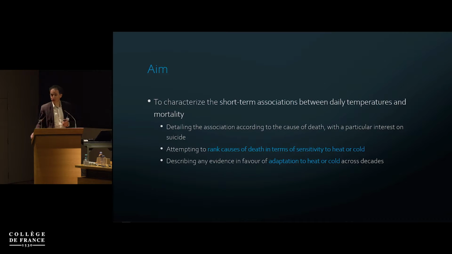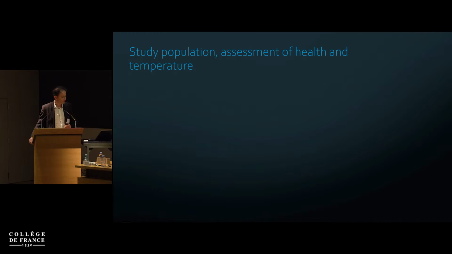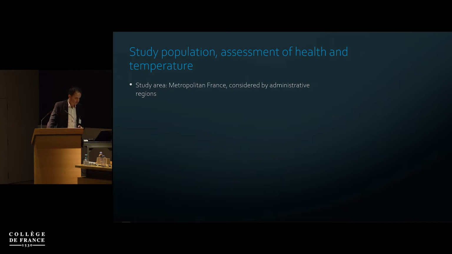So as I just mentioned, we studied the French population, relying on the National Register on the Medical Causes of Death, which is a very precious resource that allowed to have data for the whole France. We focused on metropolitan France, considered by administrative region, and used all the available data from CPDC, which date back to 1968, up to 2016 at the time when we started the study.